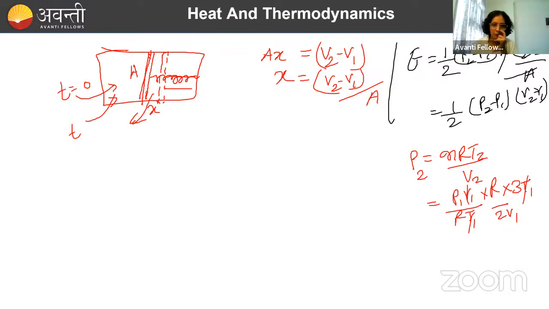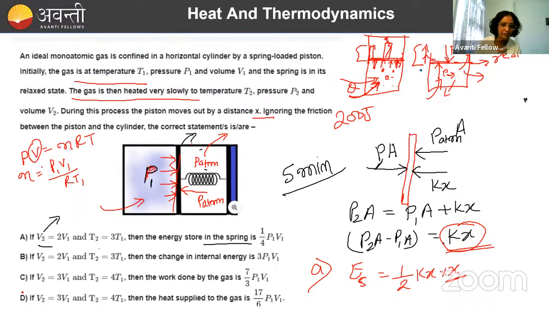So how much value are we getting here? What value of P2 do you see? That is your 3P1 by 2. Okay? So this is 3P1 by 2, minus 1. You will do that, then you will get how much? P1 by 2. And this is V2 minus V1, 2V1 minus V1, so that is V1. So how much value are we going to get? 1 by 4 P1 V1. So this is true. Done?